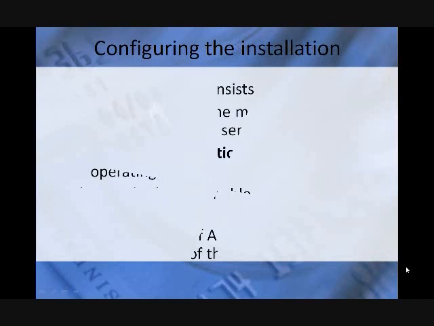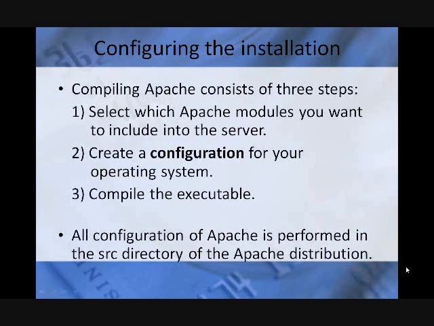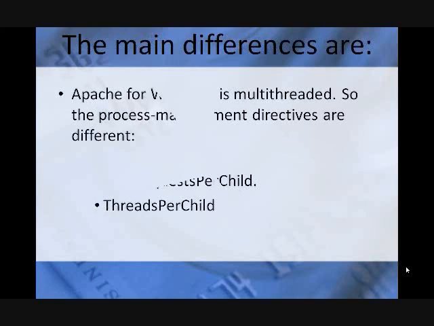Compiling Apache consists of 3 steps, and creating a configuration for your operating system is the second step. Configuring Apache on Windows: Apache is configured using the files in the conf directory. These are the same as files used to configure the Unix version, with a few different directives. Apache for Windows is multi-threaded, so the process management directives are different.